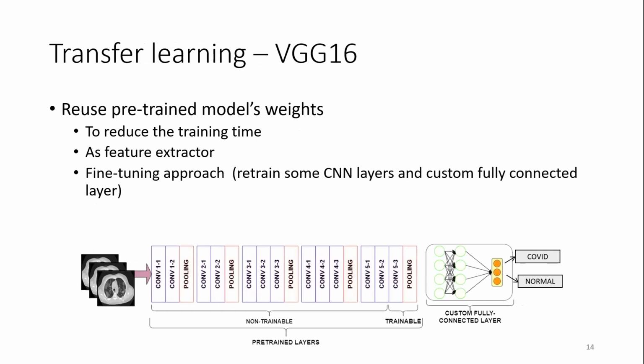Then the next model is transfer learning with VGG16, Visual Geometry Group 16. It contains 16 layers. It reuses pre-trained model weights to reduce the training time and acts as a feature extractor. It is well suited for image classification. It is trained on a large and varied dataset and fine-tuned to the image classification dataset.